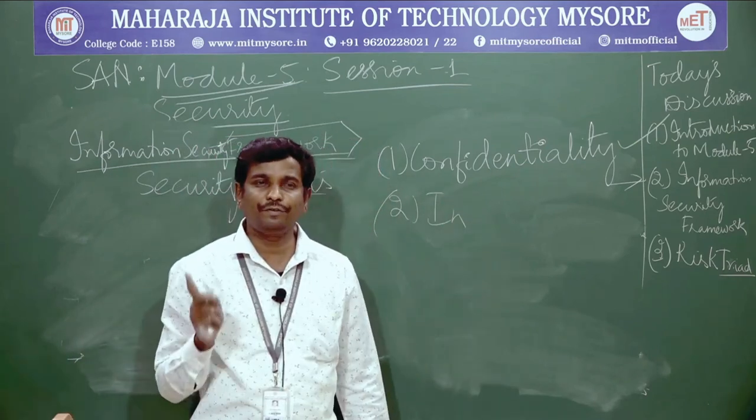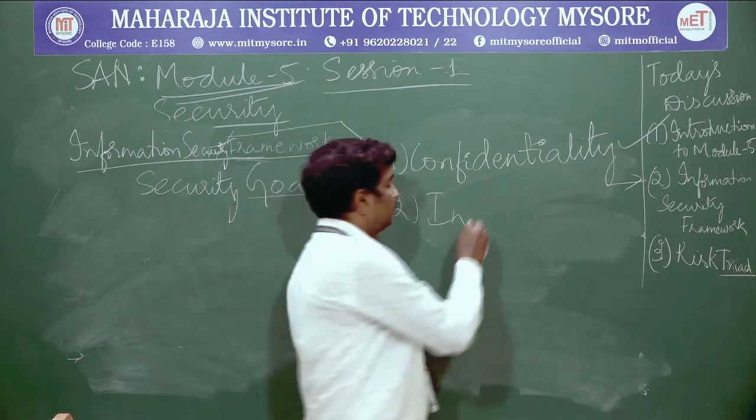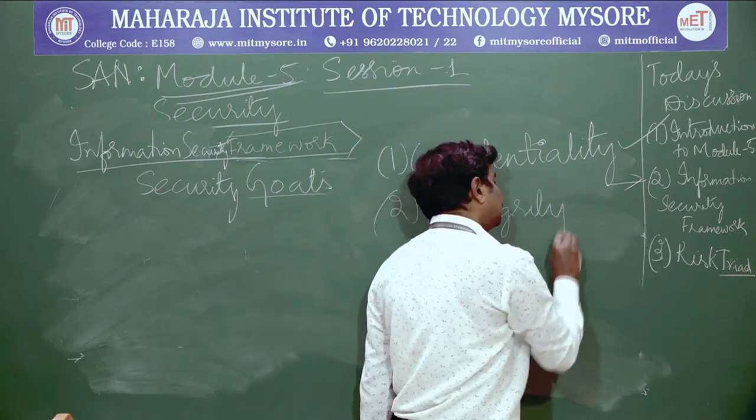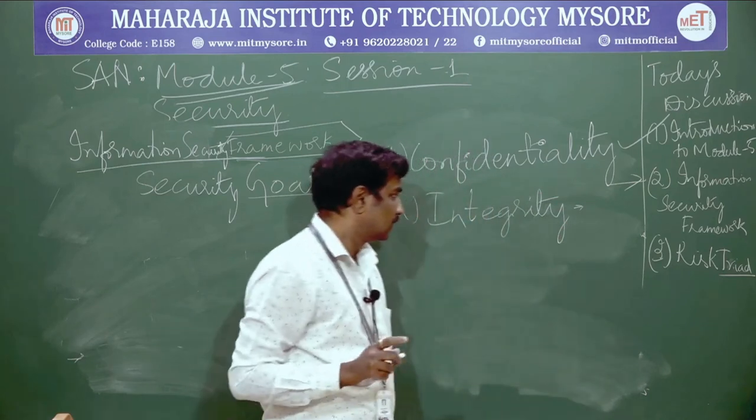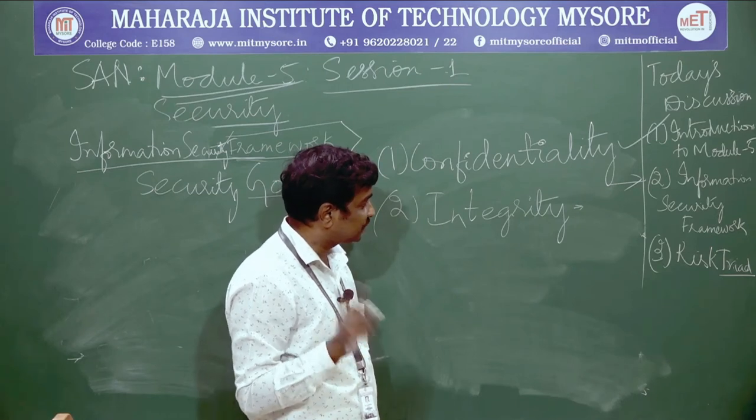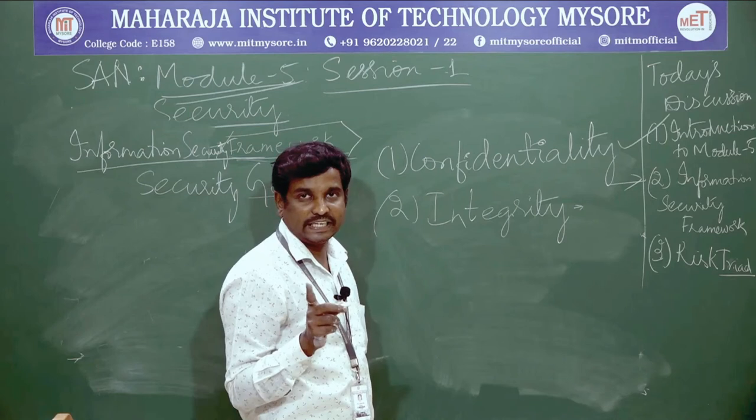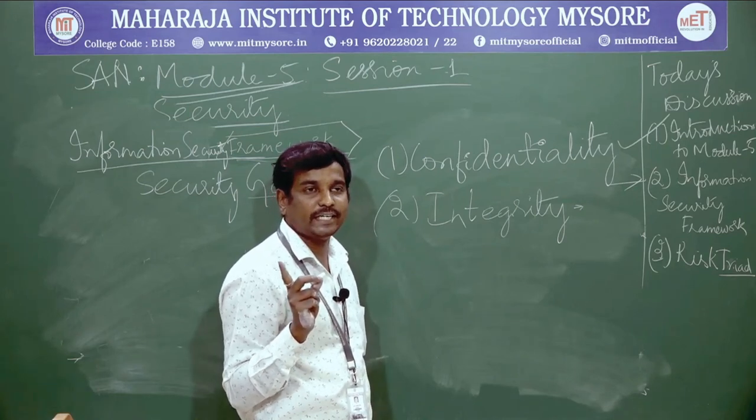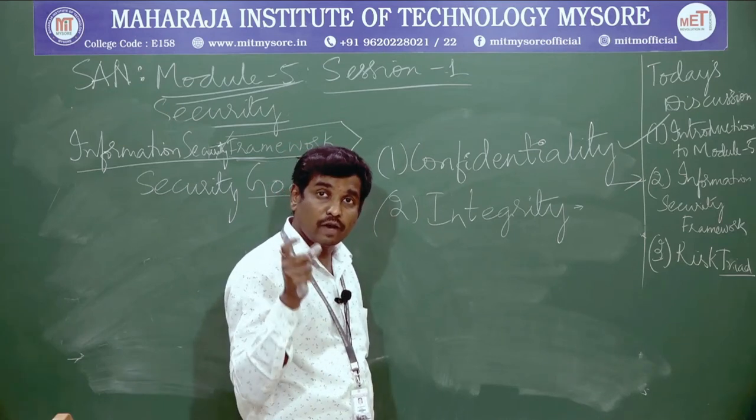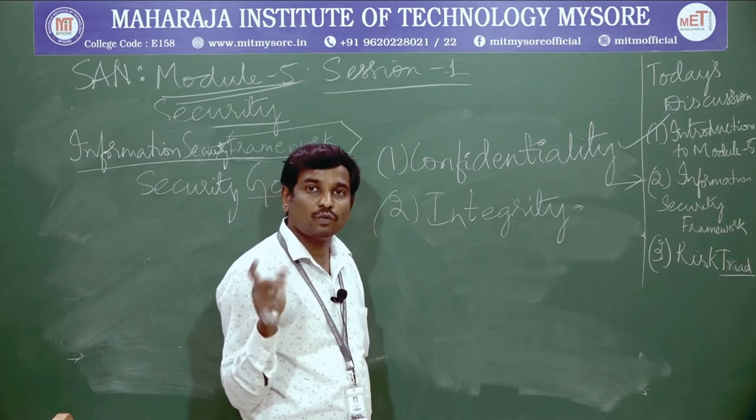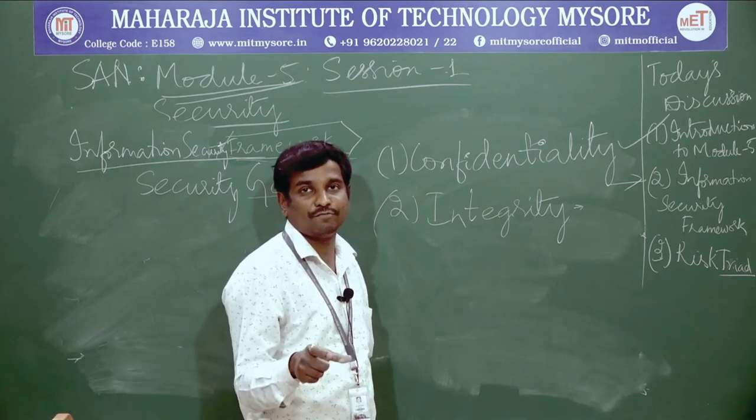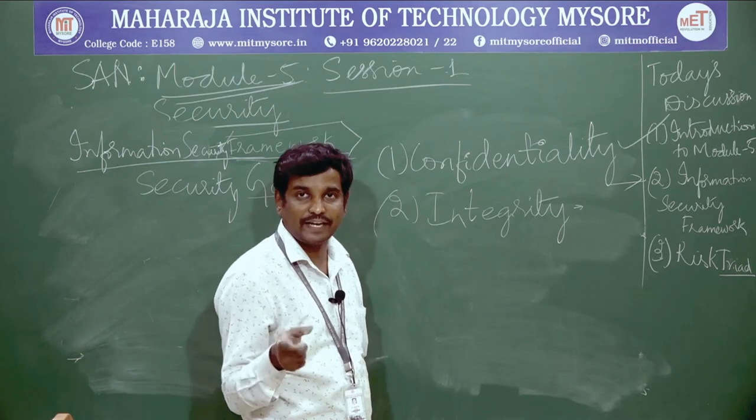Integrity means that whenever we are accessing the information, no one should change the originality of the data. So that is the meaning of integrity. Integrity means the person who is willing to change the data should be the owner of that data. People who are not the owner of the data should not have the privileges to change that information. So integrity needs to be managed.